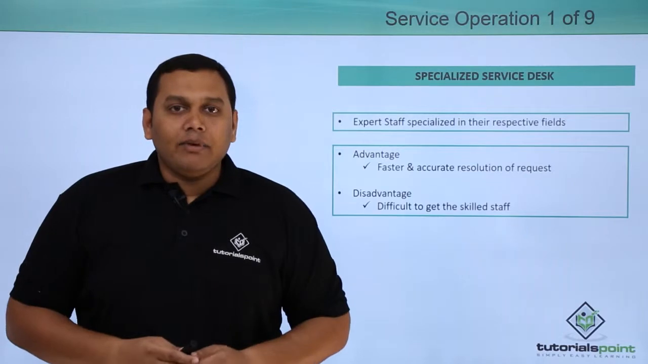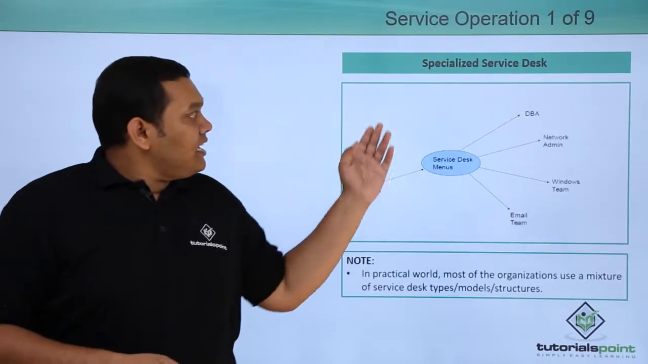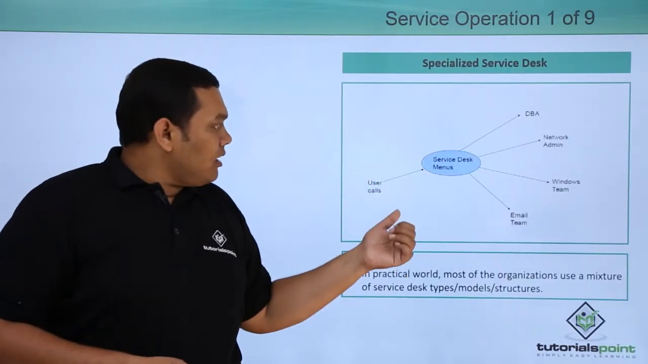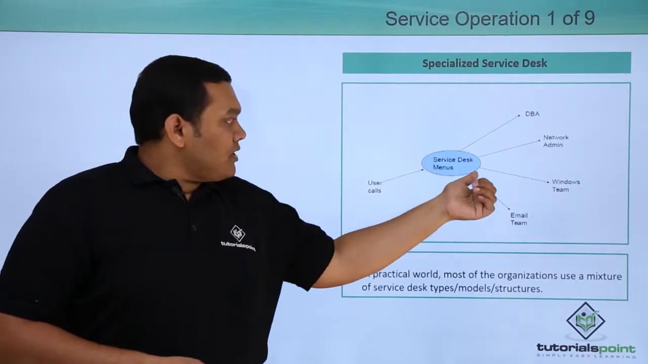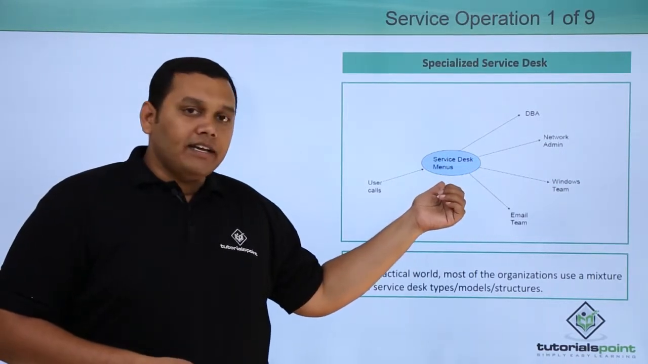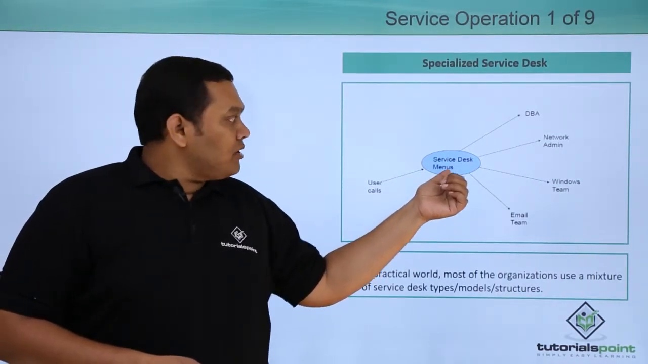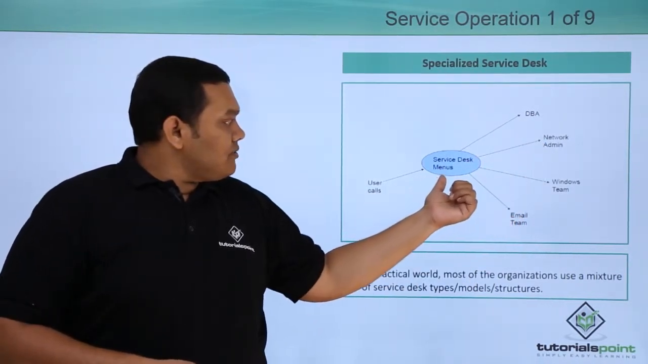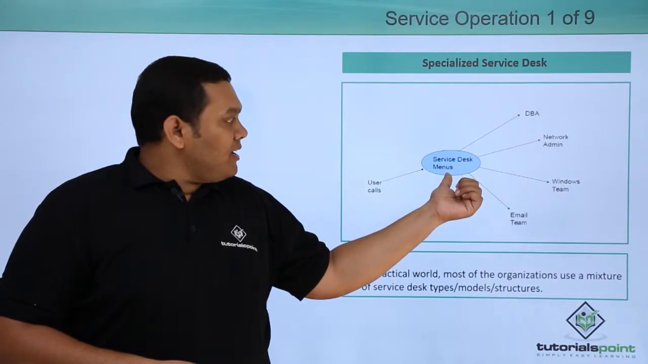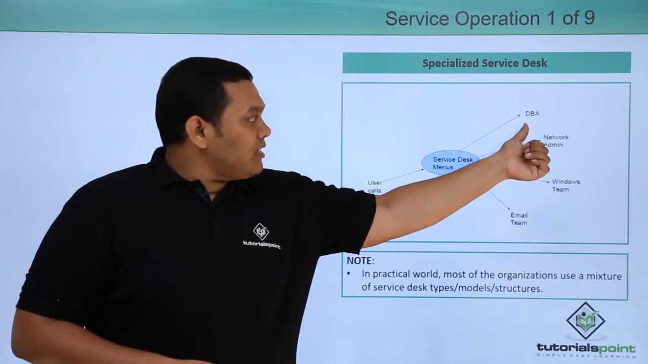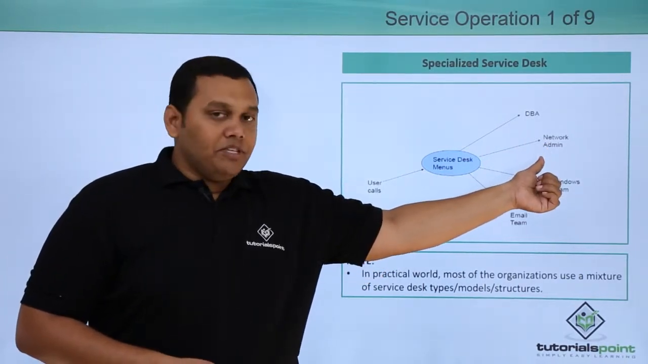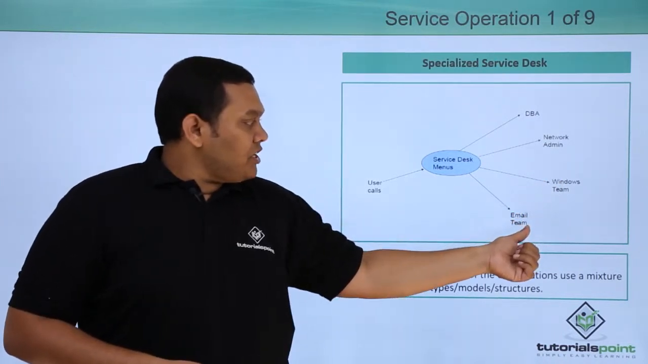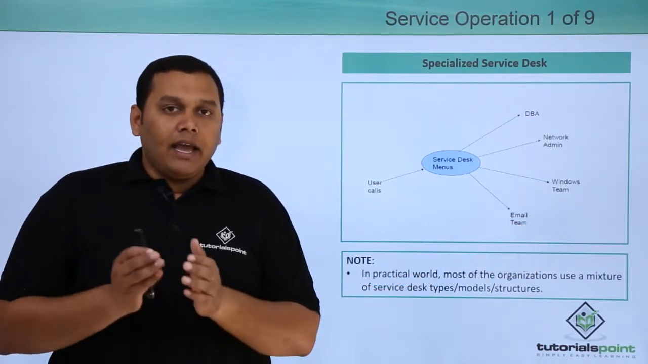You can see a diagrammatic approach here. If you can see clearly, the specialized service desk diagrammatic approach, this is the service desk menu. That means the IVR is configured here in the software based on the errors coming to the teams. If a user calls this service desk number, based on the IVR menu, it will be routed to the database administration, network administration, Windows administration team, email administration team, and so on.